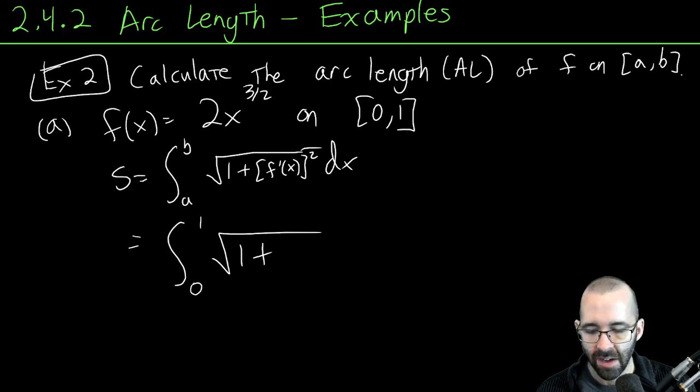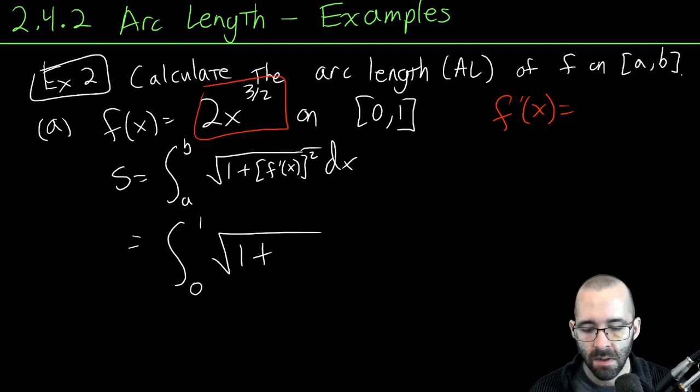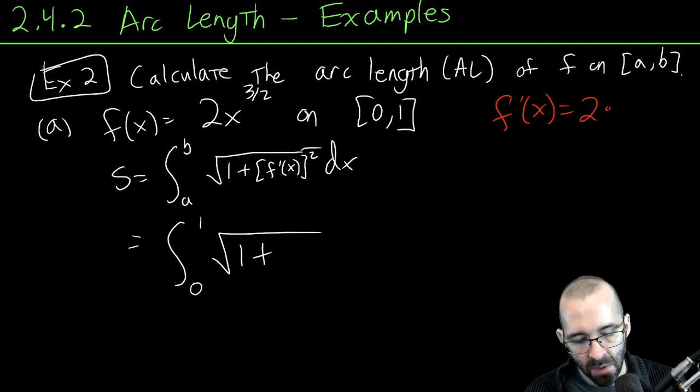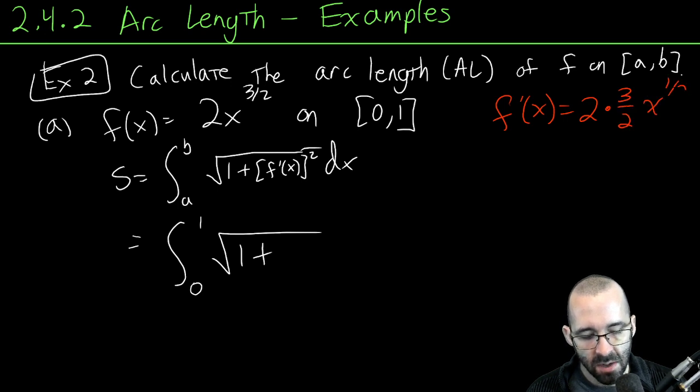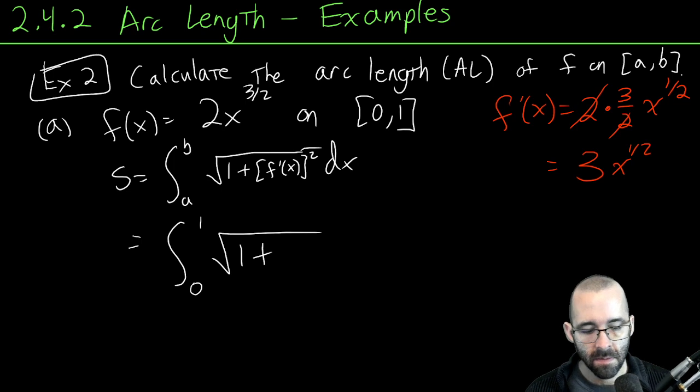Oh, okay, we need the derivative. Let's go off to the side. What is the derivative here? It's just the power rule. So the 2 is a constant multiple. Bring down the exponent and subtract 1 from the exponent. So you get 3 times the square root of x. And remember, the square root of x squared is x.